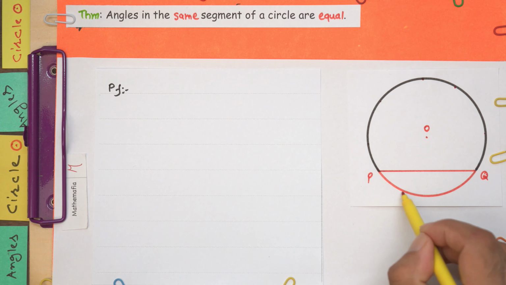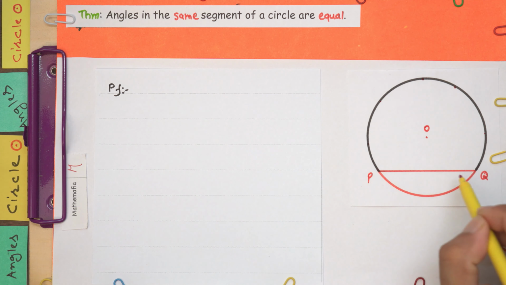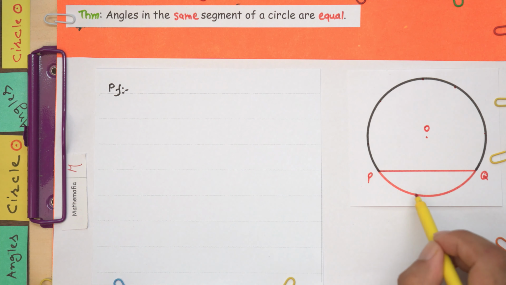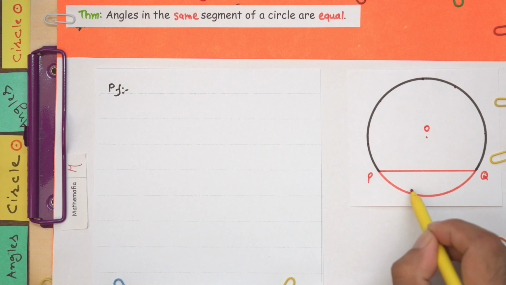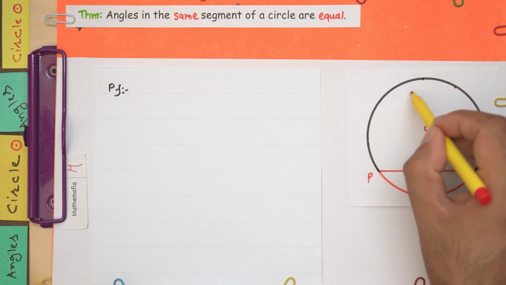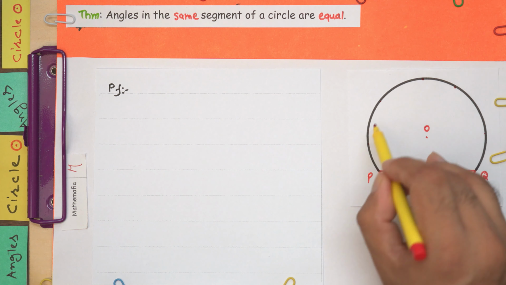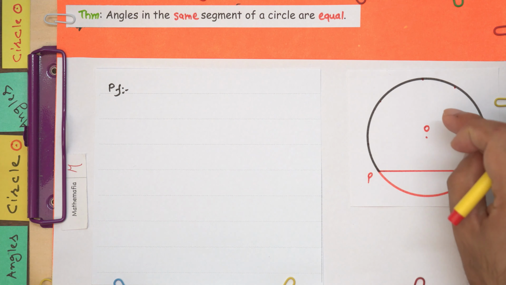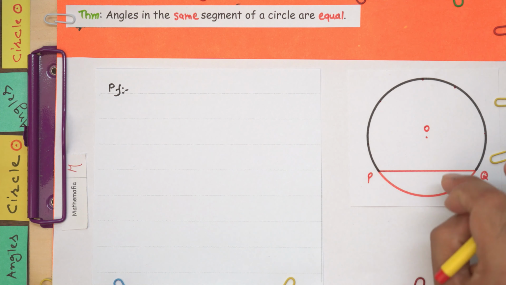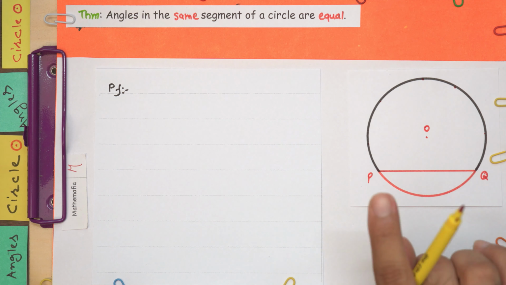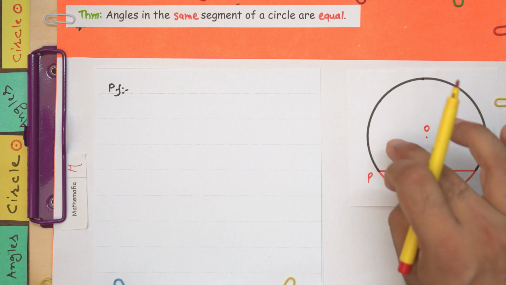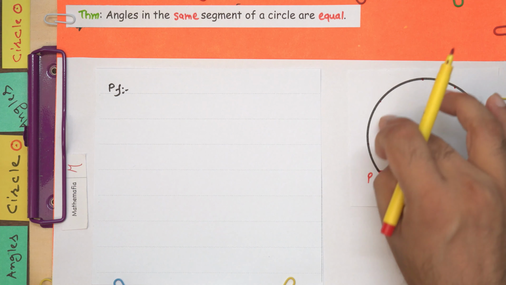The same thing is applicable for the smaller segment too. Suppose I consider a point on this side of PQ, then all angles made on this side will be equal to each other. Just like all angles made on this side are equal. Okay, one thing to note, that the angles made on this side will not be equal to the angles made on the other side. Only the angles made in the same segment will be equal.